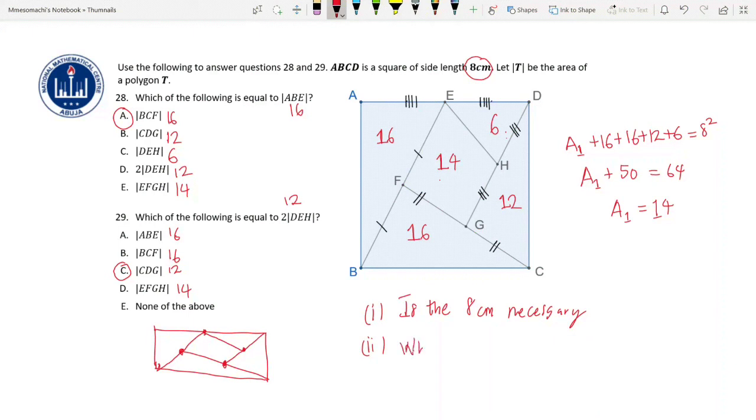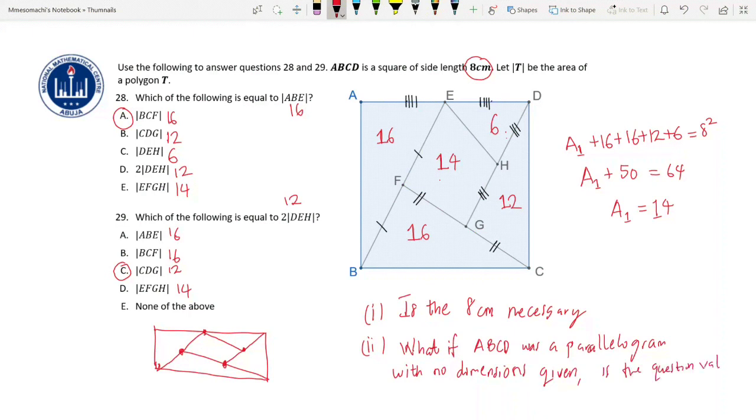So what if ABCD was a parallelogram with no dimensions given? Is the question still valid? So don't mind my handwriting. It's just that I'm trying to write fast. So is the question still valid?